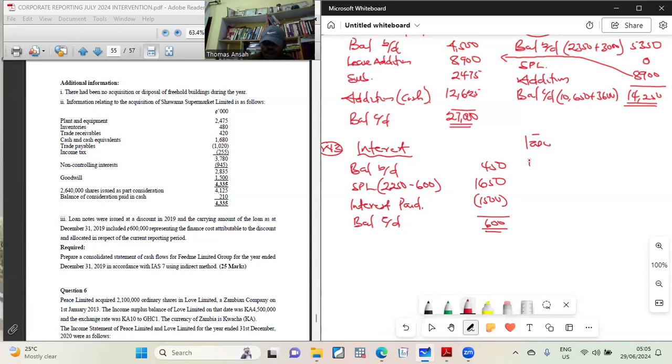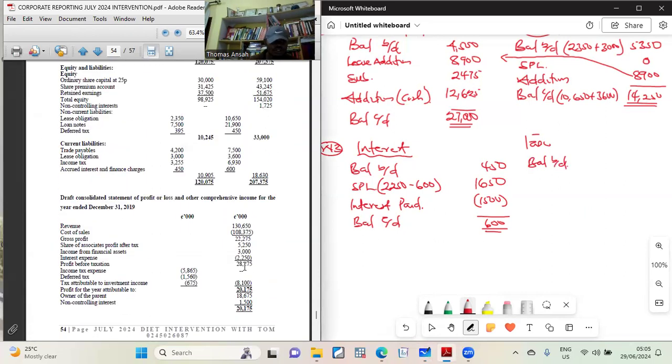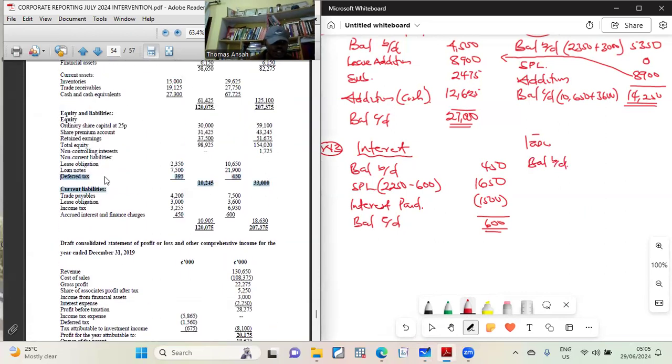So tax, we have balance brought down. What is our balance brought down for tax? So I see deferred tax, I see income tax. So the two. So deferred tax is 395 plus tax of 3,255. So I have 395 plus 3,255. That gives me 3,650.